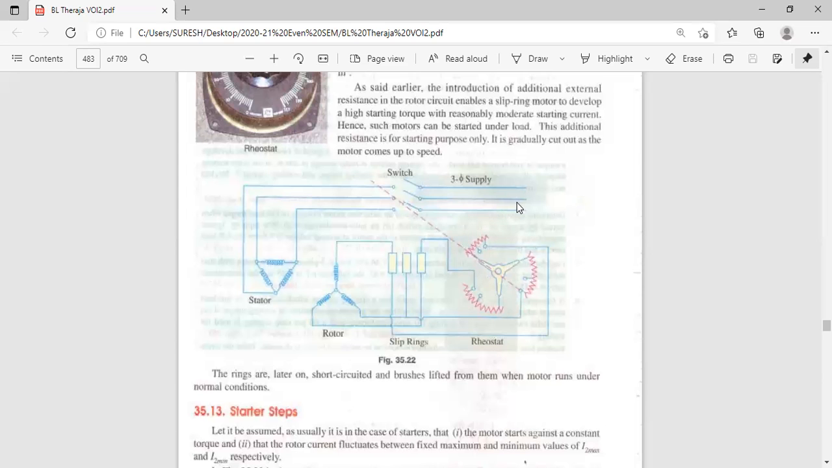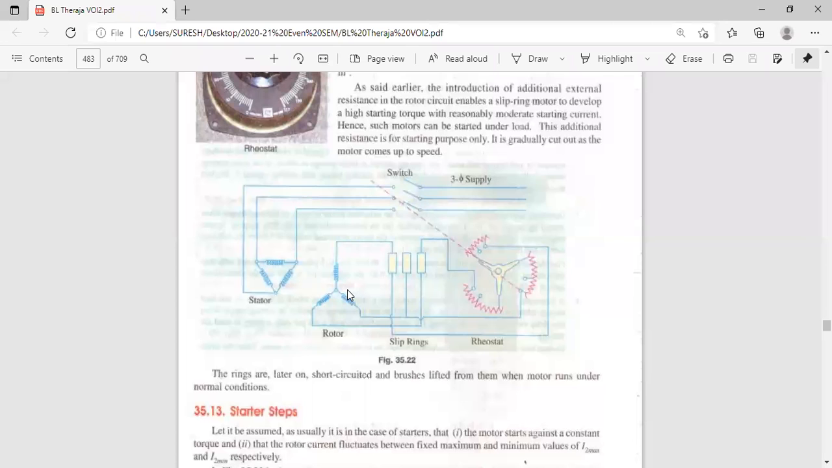Initially, when you apply the supply voltage, the current is 7 times greater than the normal current. Initially we use the rheostat because resistance is inversely proportional to current. If you connect the resistance in series with the stator, the current will automatically be reduced. So in the initial stage only, the resistance is required. Why? Because speed is 0. At standstill, what is the rotor speed N? At standstill, rotor speed is 0. If N is 0, what is slip?